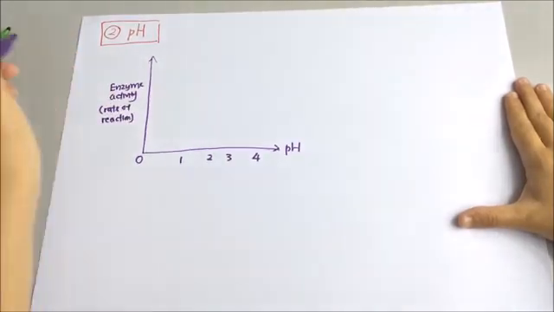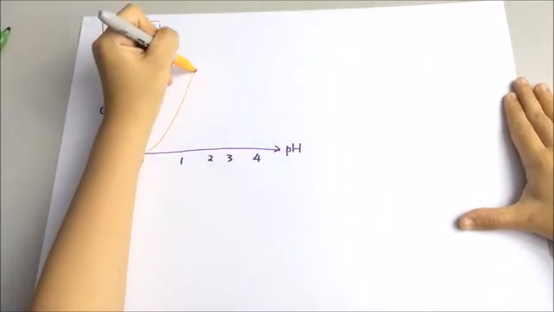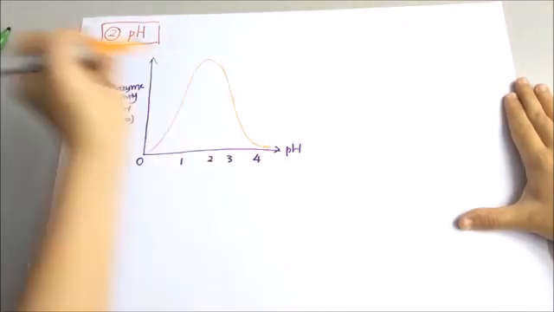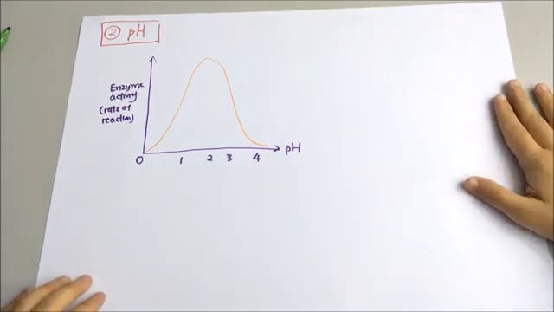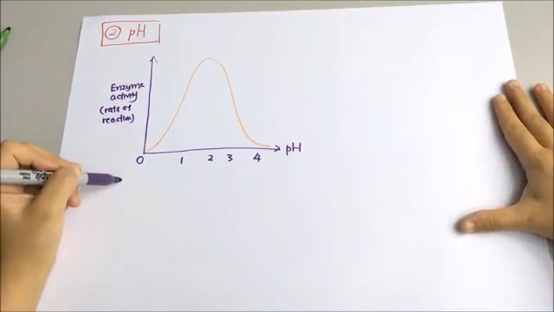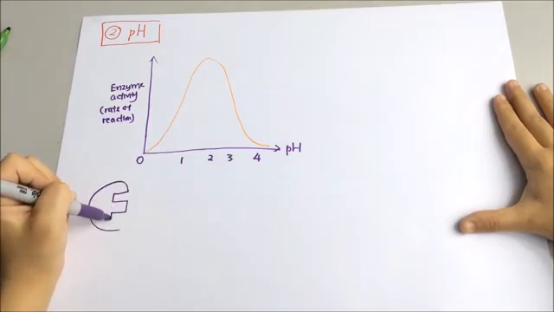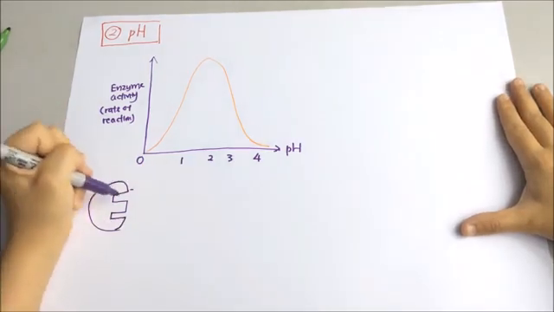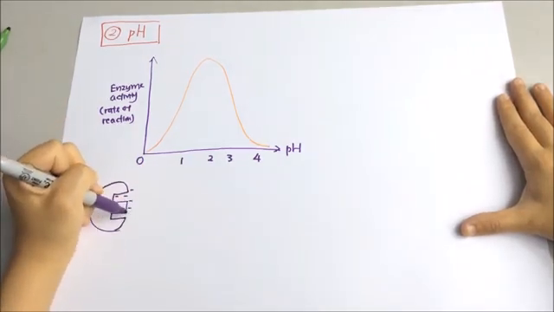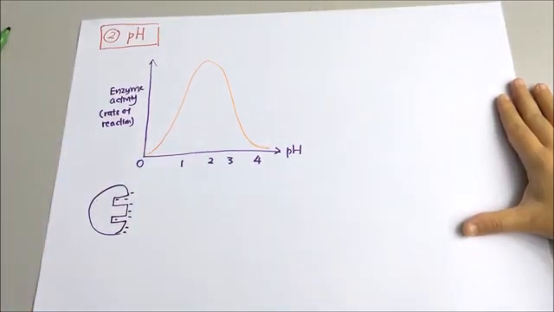And this is how the curve will look like. In the exam, they will ask you to draw the curve as well. When pH changes, the concentration of hydrogen ion and hydroxide ion changes as well. Let's say this enzyme is put into an acidic solution. There will be a lot of hydrogen ions surrounding the enzyme.